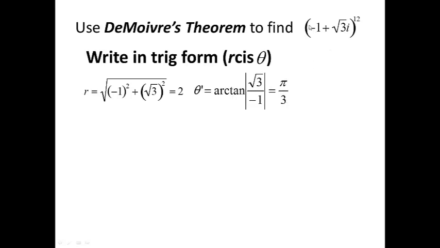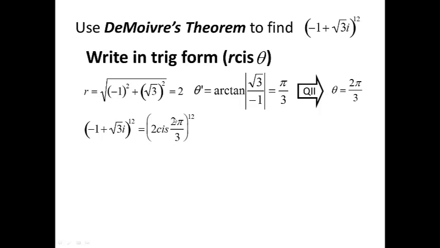And that's my reference angle. We have a negative, positive, so we're in quadrant 2. So I need to subtract that from pi. So 1 pi is 3 pi over 3, minus 1 pi over 3, is 2 pi over 3.